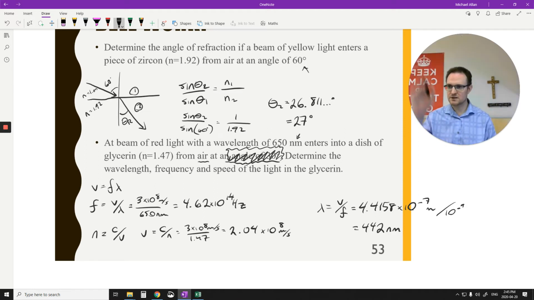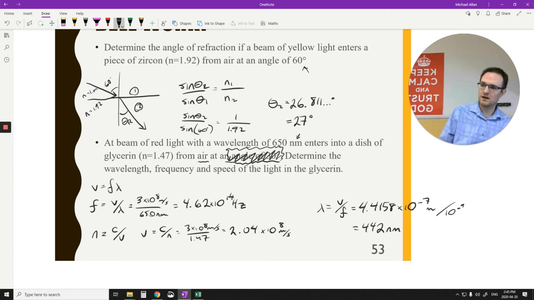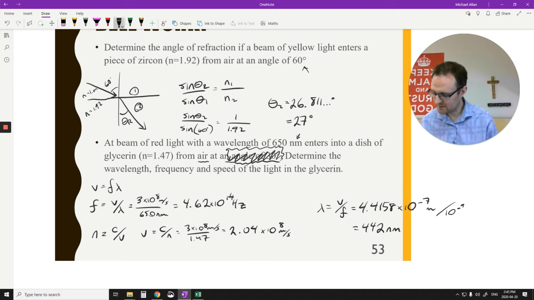Lots of different ways. You could use Snell's law there with the n2 over n1s. You could have done that as well to find out the new wavelength. If you did that, you divide the 650 by 1.47, and you get the same number. Works out pretty good. This is just one way to do it. There's lots of different ways. Hopefully you figure that out.